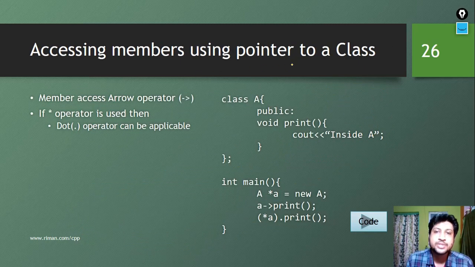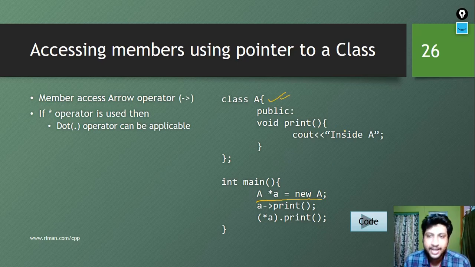Accessing data members using a pointer to a class. So what is that? Suppose you have defined a pointer to a class. We are not dealing with objects now, we are dealing with pointer objects. So we have defined a pointer to a class like this one. We have a class A here, and inside class A there is a function called print that prints "inside A" and does nothing else. So this is a public function.